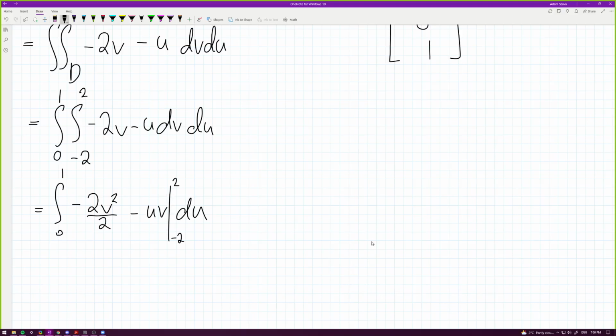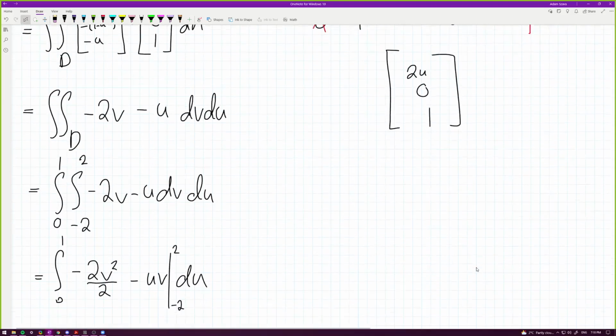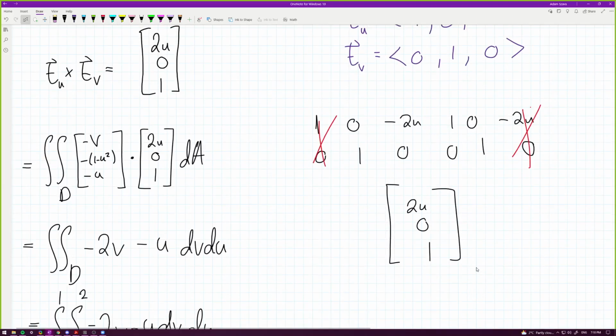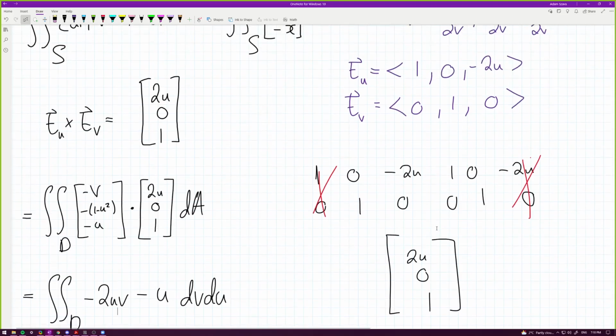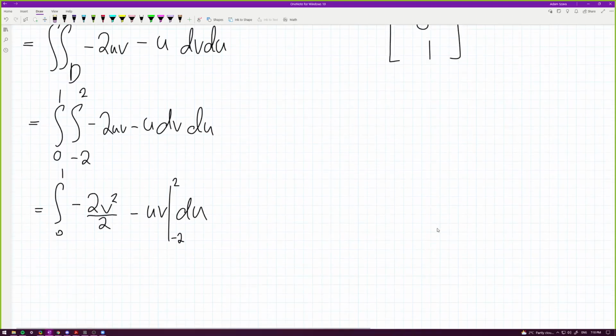Why do we only have negative 2v? Can you go up a little bit to where we were doing the dot product? So we only have negative 2v, but isn't it 2u times negative v? Yeah, that makes sense. I don't know what I wrote. Negative 2uv. Yes, that is what it's supposed to be. Thank you for that. So that's uv. So then here, with respect to u, it's still going to be 2uv squared over 2 there. Okay.